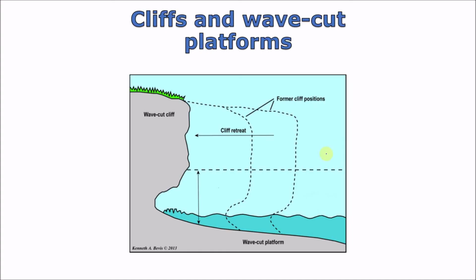Okay, so the first thing to consider with the formation of wave-cut platforms is where the wave energy is being concentrated. We can see we've got this arrow here which denotes where the wave energy is being concentrated at the base of the cliff. We have a name for this part of the cliff. We call this the wave attack zone.